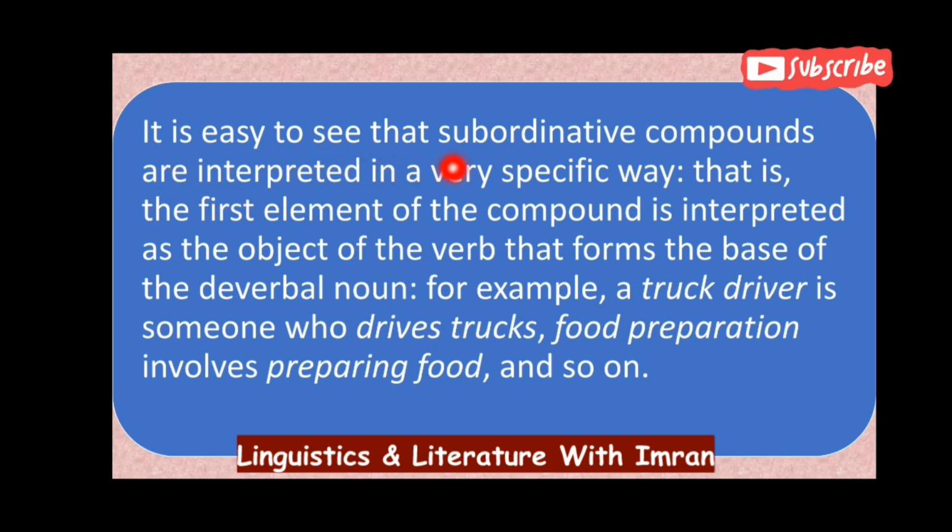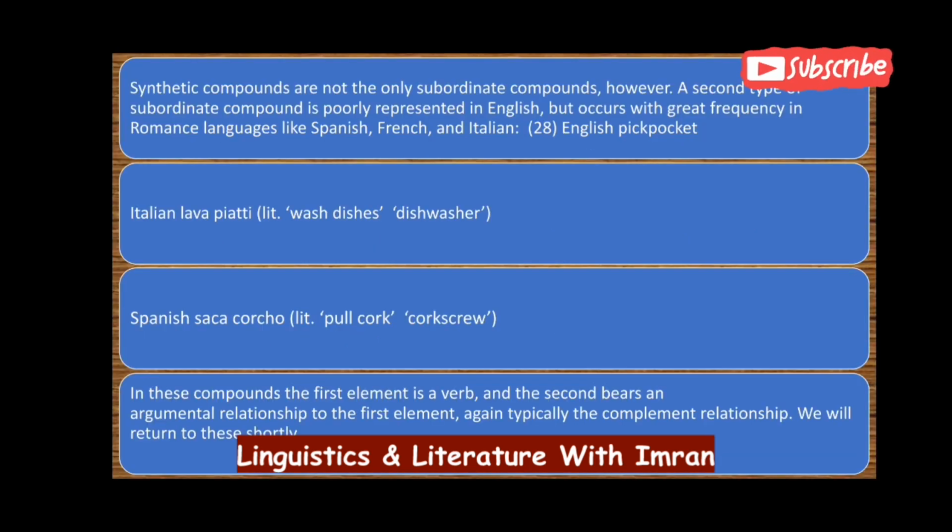It's easy to see that subordinative compounds are interpreted in a very specific way. That is, the first element of the compound is interpreted as the object of the verb that forms the base of the deverbal noun. For example, a truck driver is someone who drives trucks. Food preparation involves preparing food, and so on, right? So these are some of the examples, and there are examples from other languages, but we won't go there because they are Spanish and Italian.